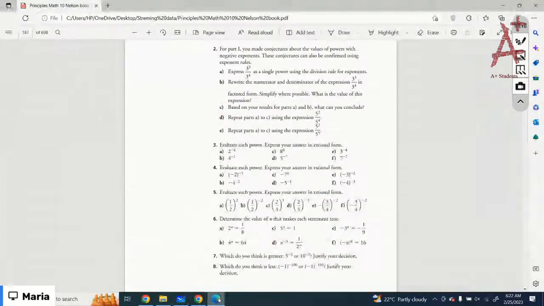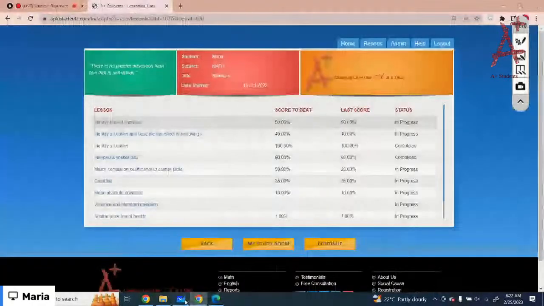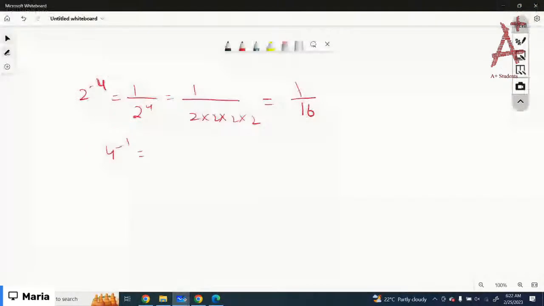Okay, the next one is 8 exponent 0. The C part, 8 exponent 0. Any number exponent 0 equals 1. So 8 exponent 0 equals 1. Got it? Okay, the next one is 4 exponent negative 1. Again, you can make the power positive by writing it in the denominator. So 4 exponent negative 1 is 1 over 4. Got it?